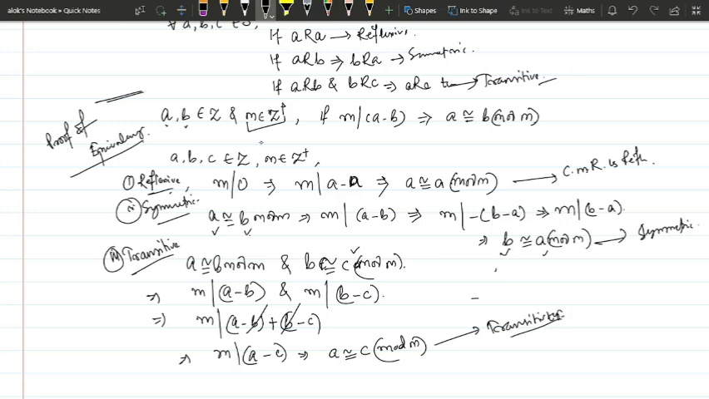Hence the congruence modulo relation is reflexive, symmetric, and also transitive. Hence the congruence modulo relation is an equivalence relation.